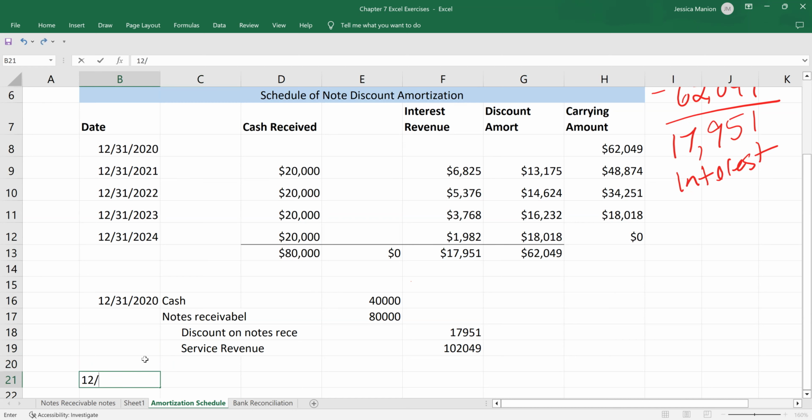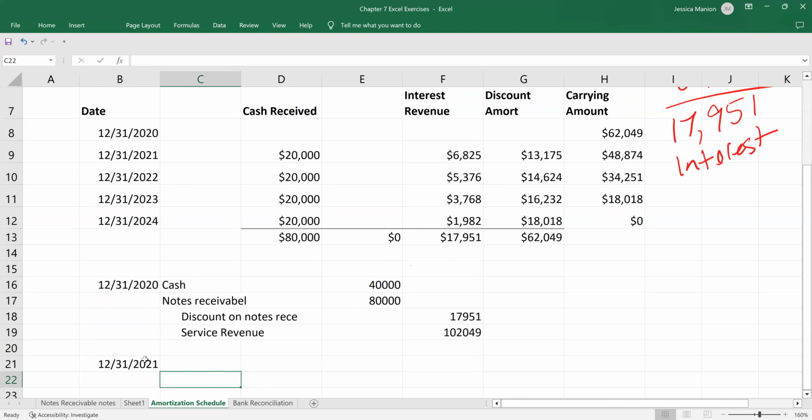Now, December 31, to record the first interest payment, we would, I wish I would have put here, let me move this date up here so it stands out a little bit, 2020.